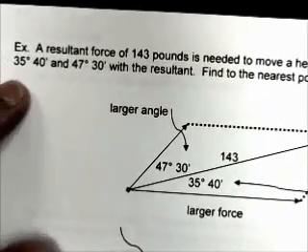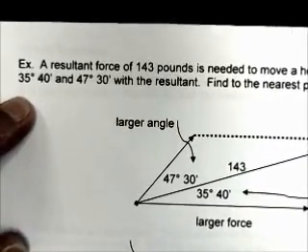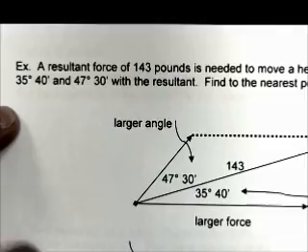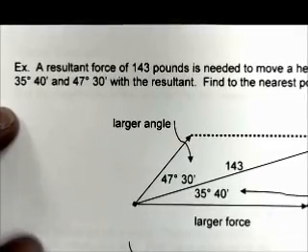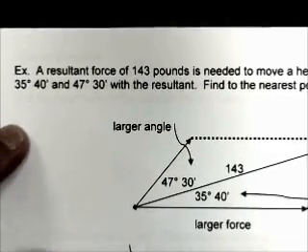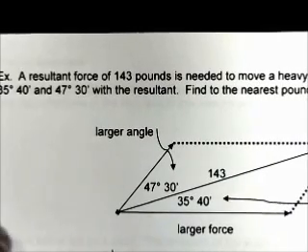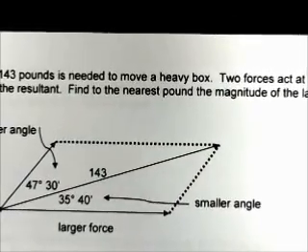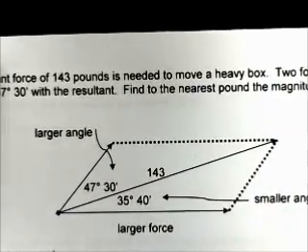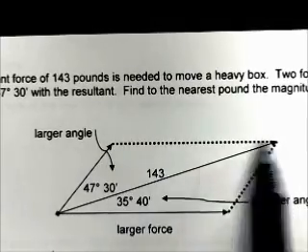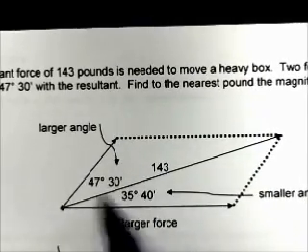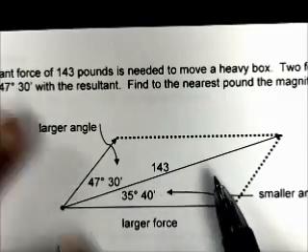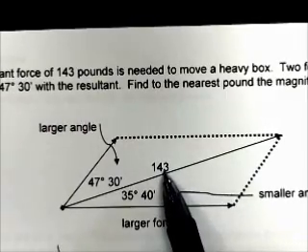Next example, we have a resultant force of 143 pounds needed to move a heavy box. Two forces act at angles of 35 degrees 40 minutes and 47 degrees 30 minutes with the resultant. Find to the nearest pound the magnitude of the larger force. All right, so we draw our parallelogram. The resultant, the diagonal between the two forces, is 143.